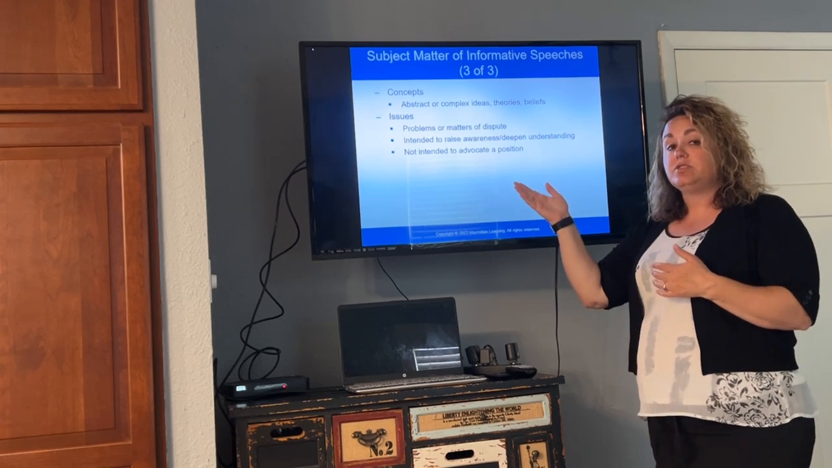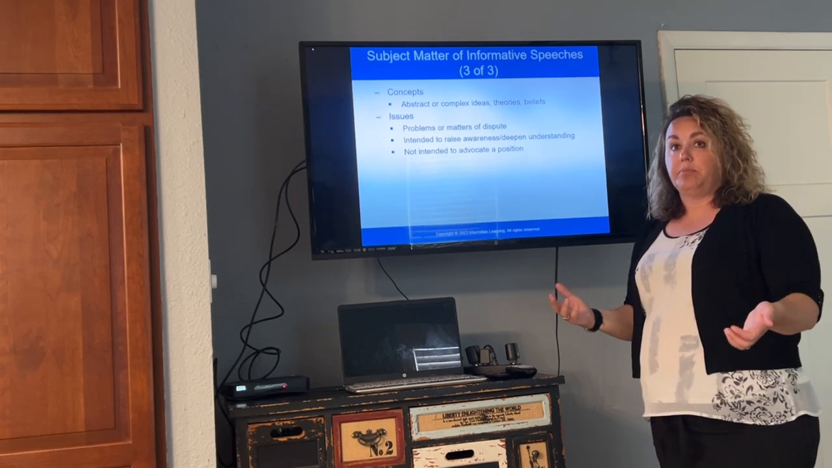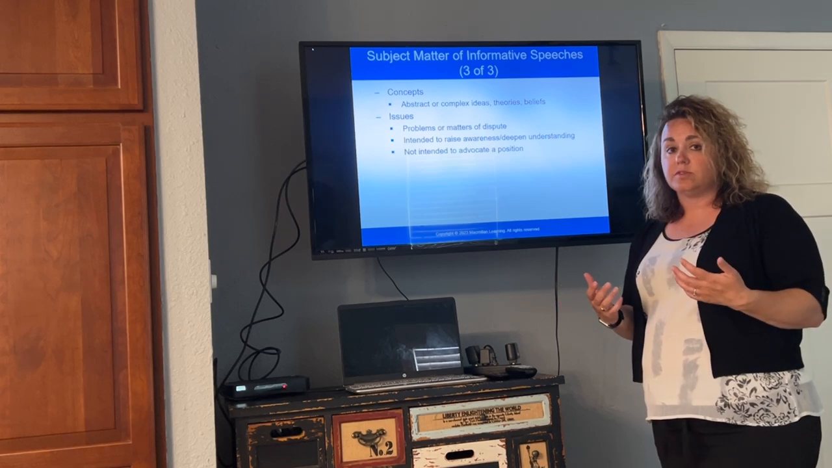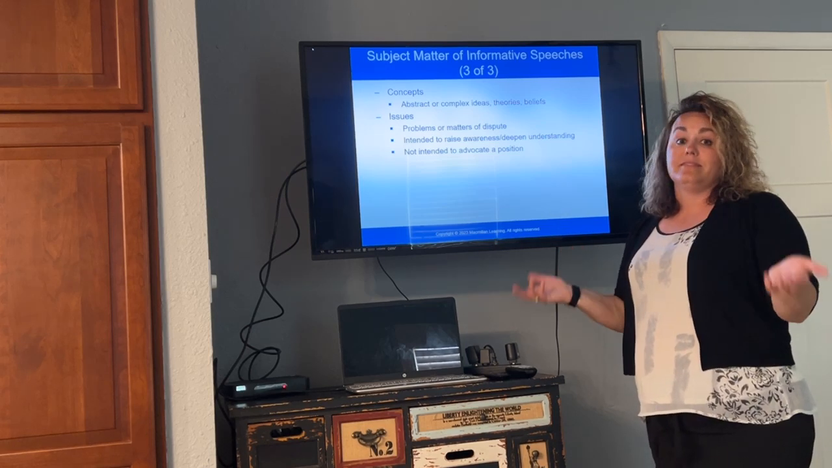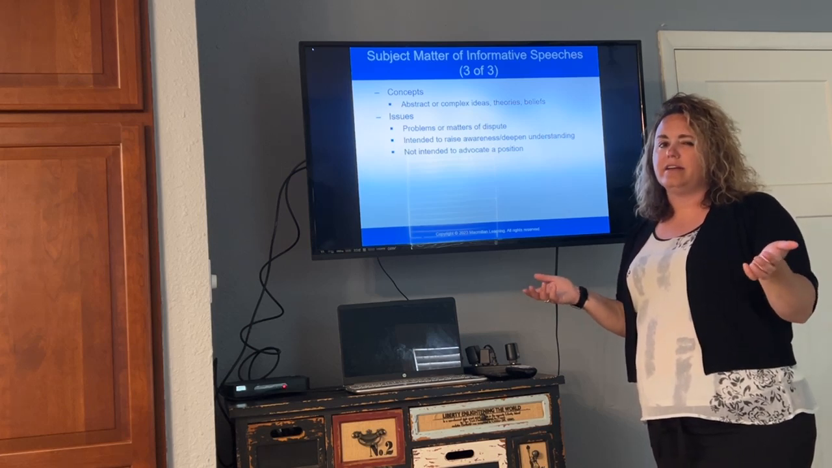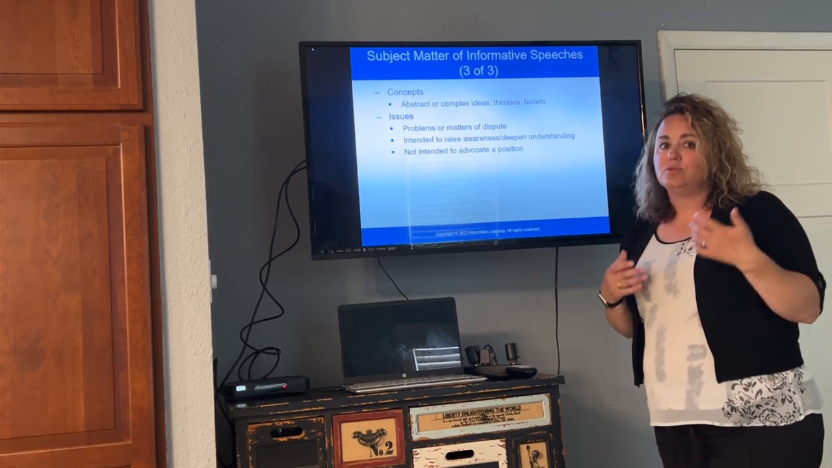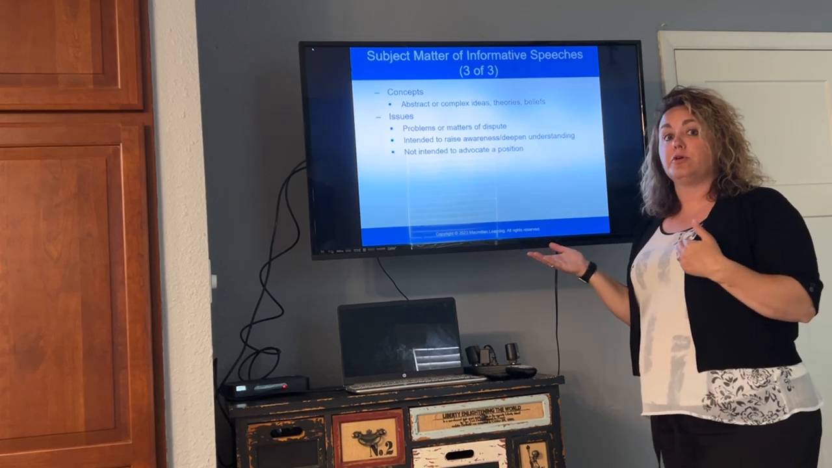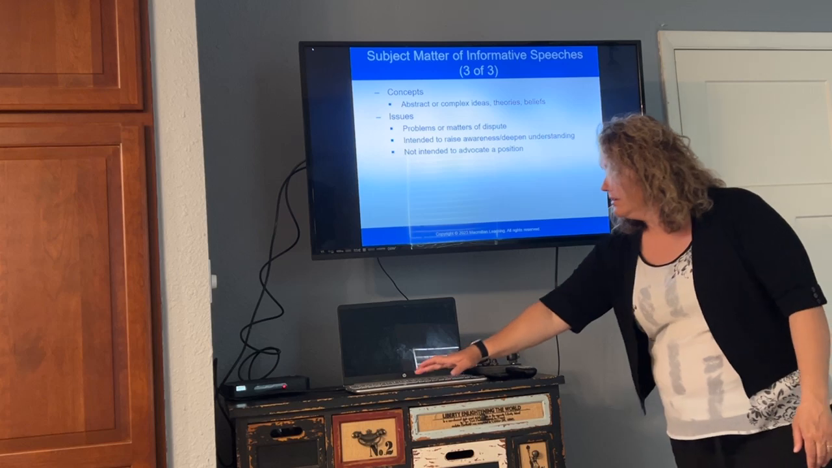So you might use this to explain something about an HOA, the Homeowners Association, or how a homeowners association works. You aren't necessarily asking people to join the HOA, and you are not necessarily persuading them to do something about or with the HOA. You're just explaining what a homeowners association is.